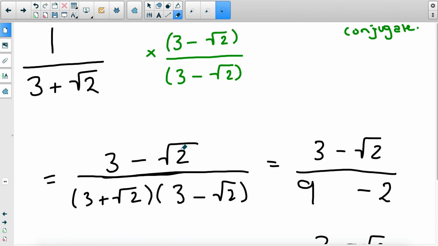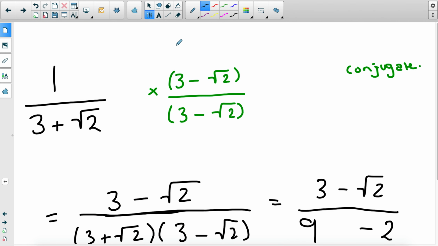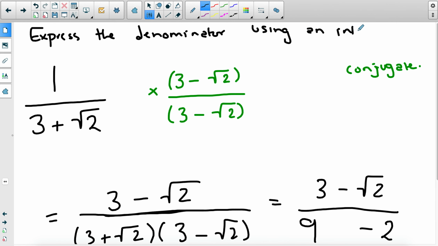The type of question you'll be asked with this, or the way the question will be phrased, is by saying, it's going to ask you to express the denominator using an integer. And this is just a longer way of saying, well, rationalize the denominator.